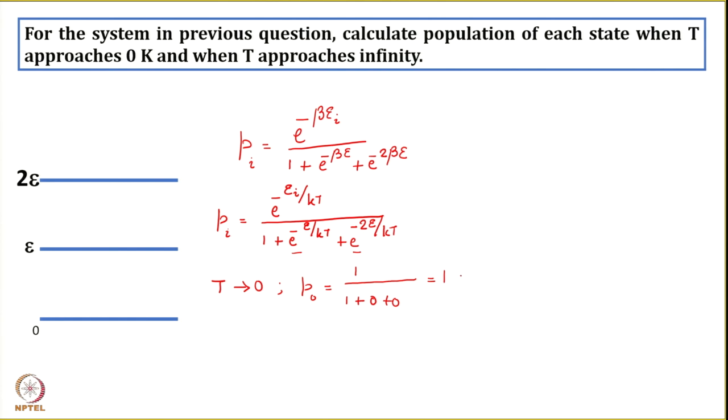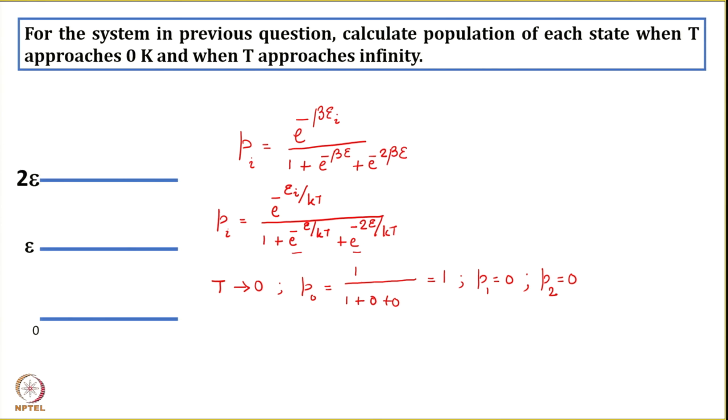Now let us calculate P1. P1 is going to be, when T approaches 0, exponential minus infinity, which is 0. So P1 is equal to 0. And similarly, P2 is equal to 0. So when T is equal to 0, P0 is 1, P1 is 0, P2 is equal to 0. This is the answer to the first part.